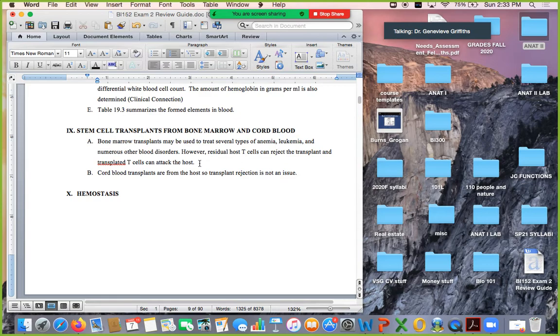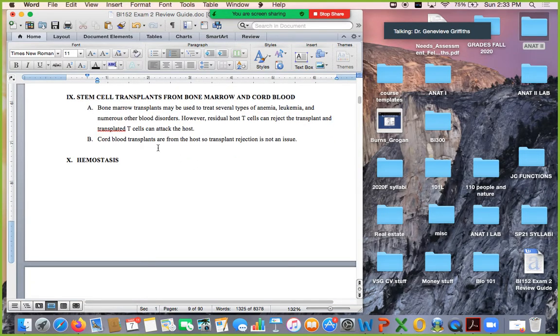Usually these individuals are going to have to take anti-rejection drugs, similar to individuals who are receiving a whole organ. Now, a cord blood transplant is different because we're taking their cord blood from their umbilical cord when they were first born, and that's not going to cause any rejection issues because it's from the host tissue. So instead of self, non-self issues, they're both self, so we shouldn't have a problem there.